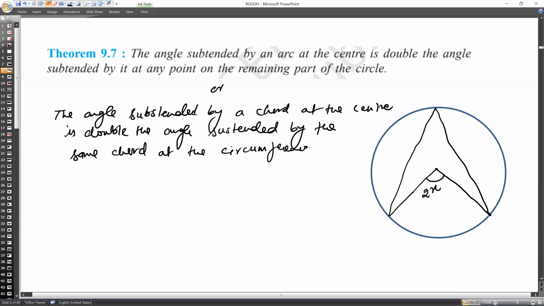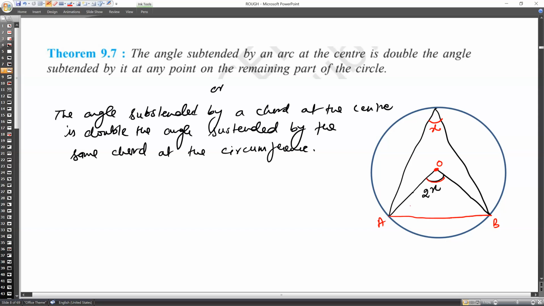So what it is saying here is that if you are having any chord, let's suppose this is a chord here, and it is subtending an angle at the center that is actually 2x, then this angle will be equal to x. If AB is a chord and it is subtending an angle at the center, then the same chord will be subtending half that angle at the circumference. Okay, you understood this one?